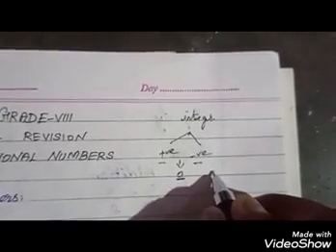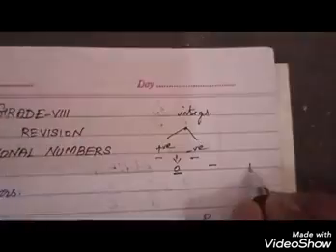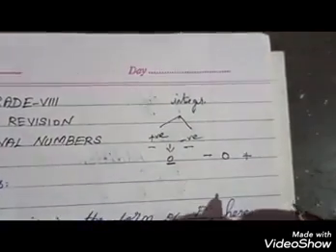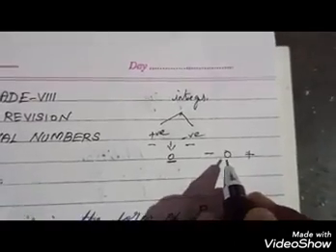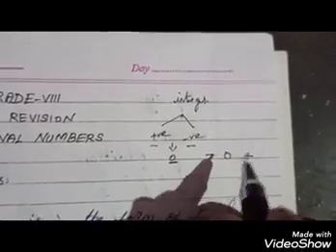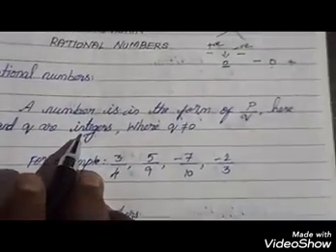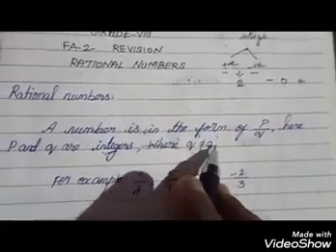On the left hand side we take negative values and on the right hand side we take positive values. In the intermediate we have 0. So 0 is also a rational number. That's why we take p and q as integers, where q is not equal to 0.